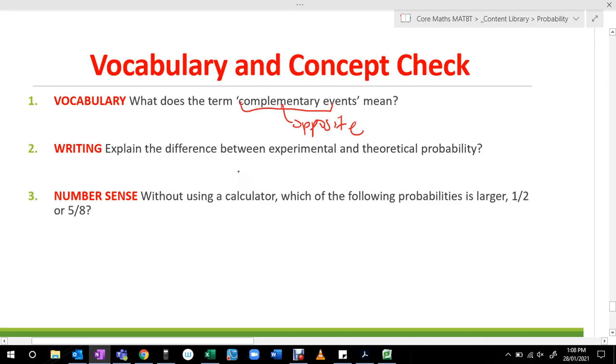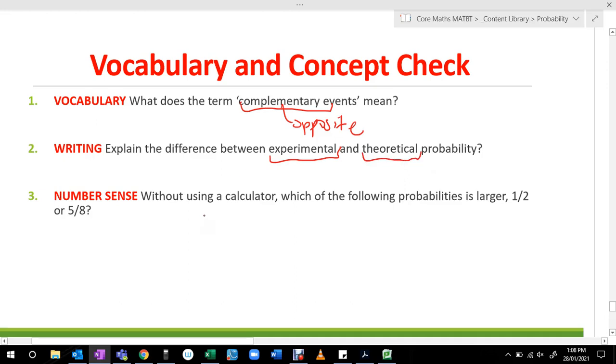Okay, the difference between experimental and theoretical. Experimental, basically you do the trials, and then you make a probability out of that. Theoretical means you've already got the results and you make a probability out of that.